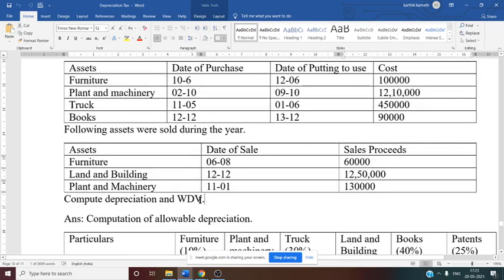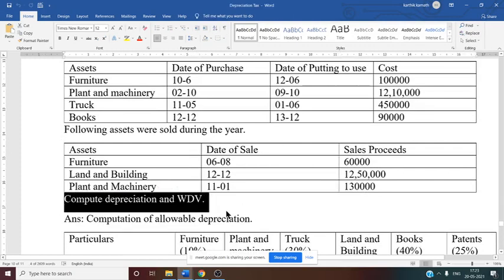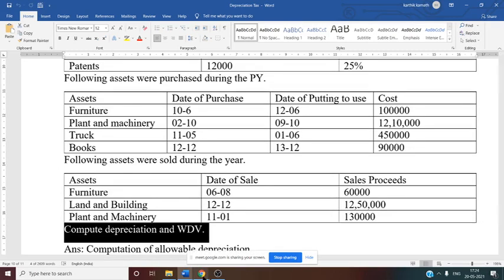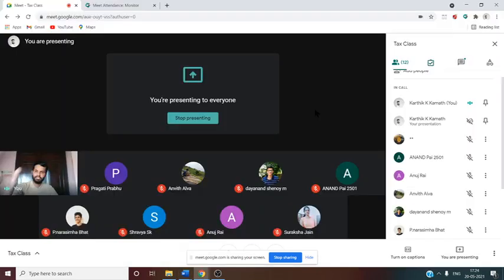You are required to compute depreciation and written down value. So they have asked you to calculate depreciation, that is nothing but allowable depreciation, or you can say total depreciation. And next, they said only WDV. So it is assumed that you want WDV after depreciation, since they have just mentioned WDV in the problem.